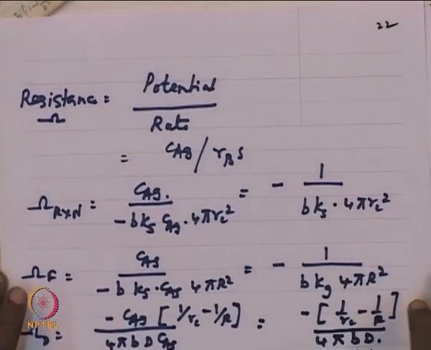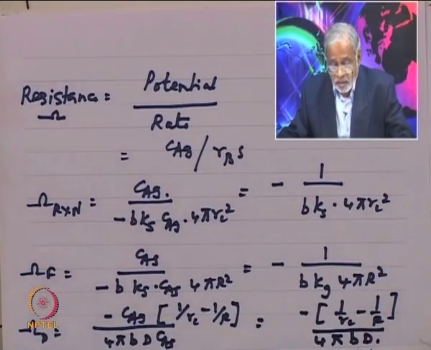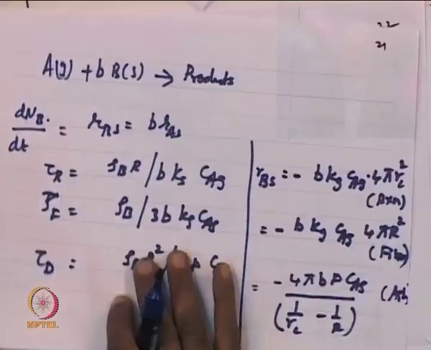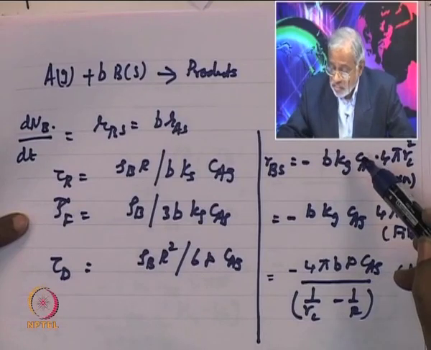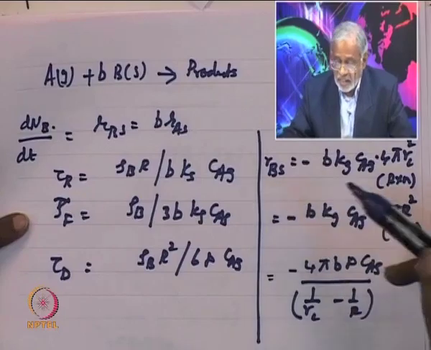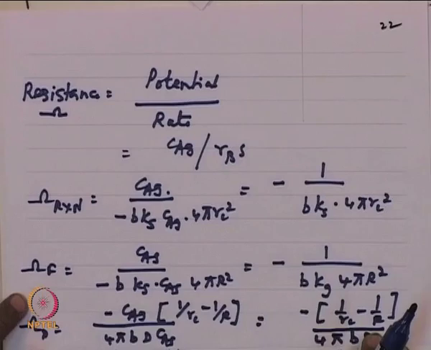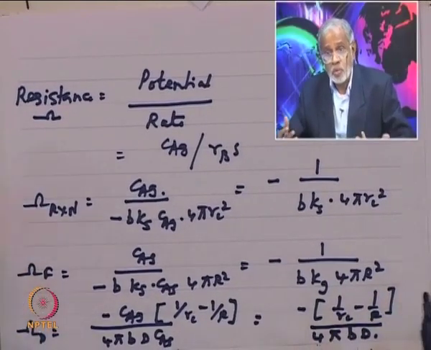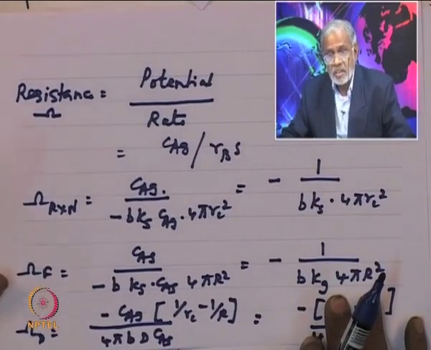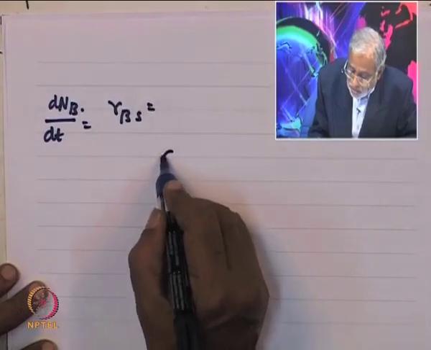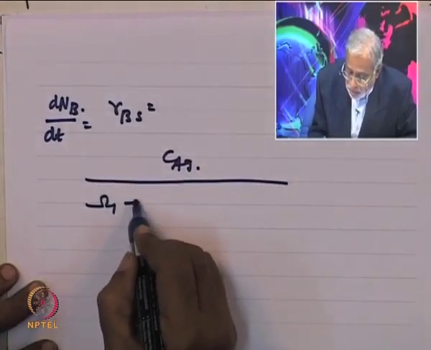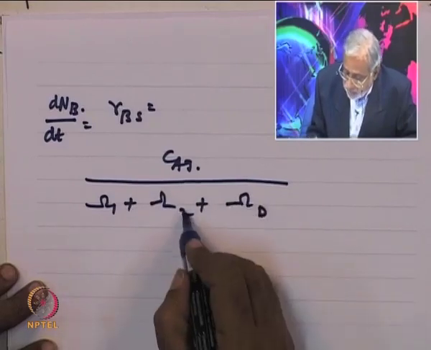So, based on whatever we have done so far, we have been able to determine the rate at which chemical reaction occurs. We already got the R B S expressions. Therefore, we are able to define what is called a resistance, defined as C A G divided by R B S, that means potential divided by rate, and so we get an expression for resistance for the three cases. Now, if in a situation more than one resistance is important, we simply have to add the resistances. So, in a given situation where all the controlling regimes are operating, d N B by d t, which is R B S, is given by omega 1 plus omega 2 plus omega 3, where omega is for ash, film and reaction.